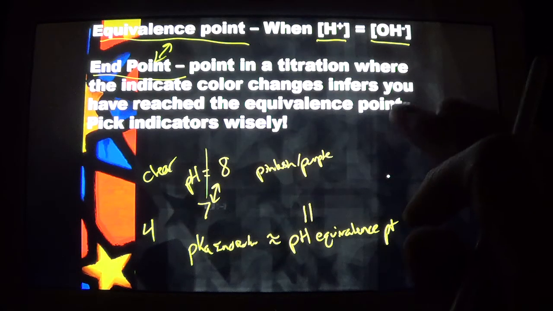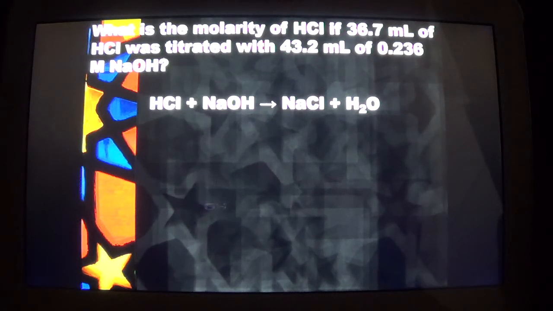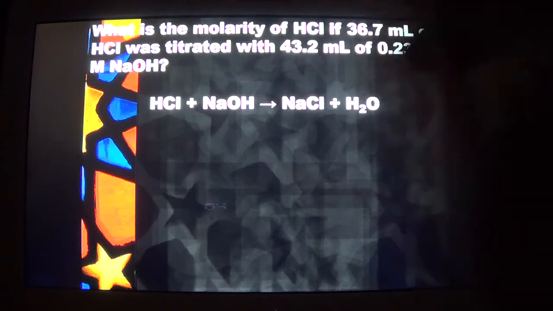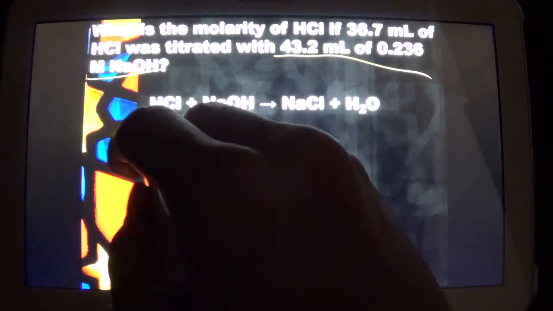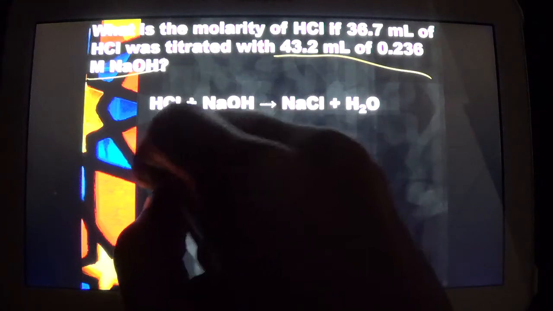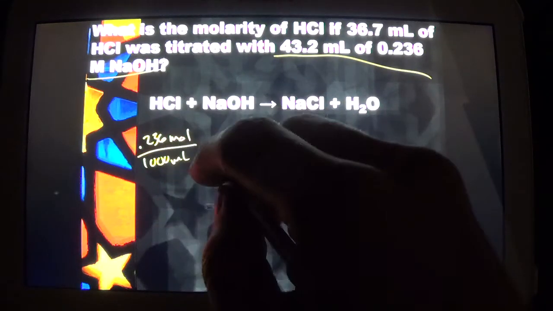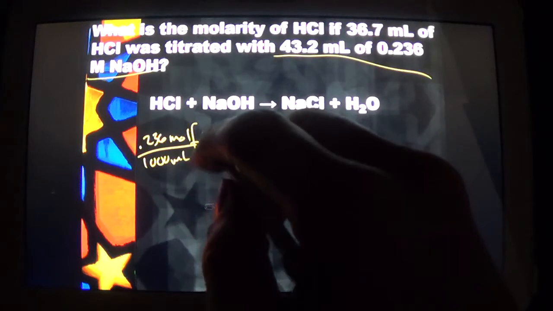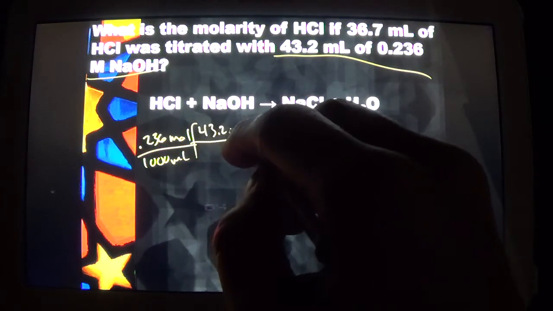Okay, with that said, examples of titration reactions. What is the molarity of the hydrochloric acid if it took 36.7 milliliters of hydrochloric acid and we titrated that with 43.2 milliliters of 0.236 molarity sodium hydroxide? Again, what do I know complete information for? I know complete information for sodium hydroxide. So I have 0.236 moles per 1,000 milliliters, because that's the way I like to roll. And I used 43.2 milliliters of that.